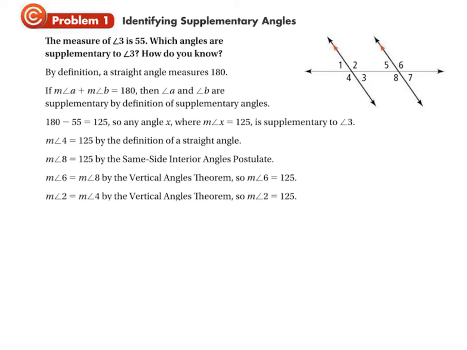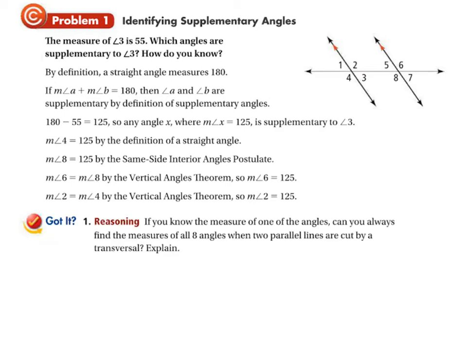And what else do we know? We know that angle 2 and angle 4 are congruent, because they are vertical angles as well. And we also know that because these are a linear pair. So if we start out knowing this one piece of information, we can find out all of those other angles. Neat. Okay. Let's see what you have to do here for yours.